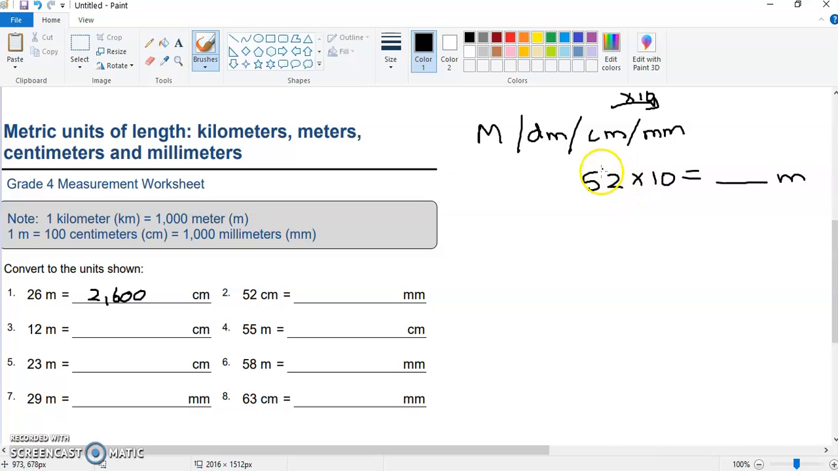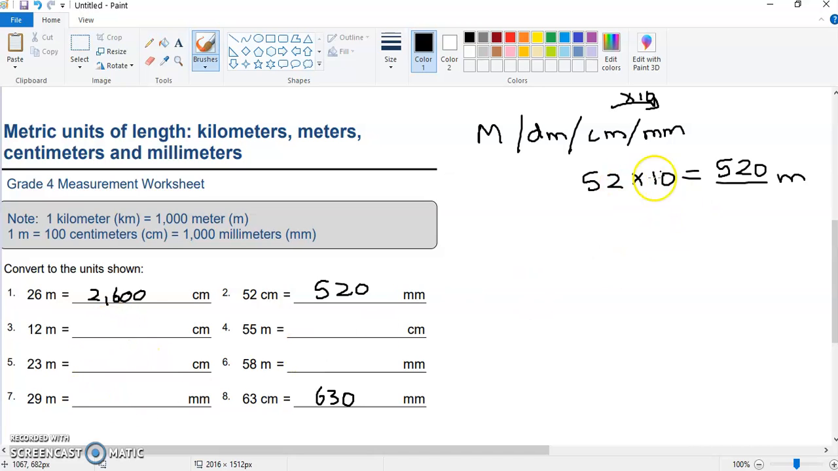Well, again, if you multiply times 10, it's basically 52 times 1 with a 0. So you're going to get 520 millimeters. And if you follow the same logic, let's say you want to do another one. How about number 8? 63 centimeters is how many millimeters? Well, that's 63 times 10, so you just add a 0.